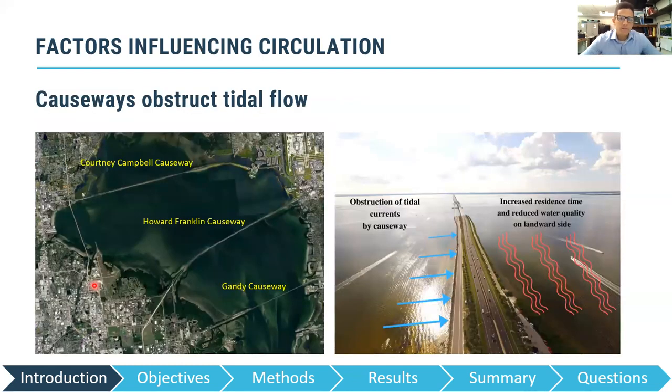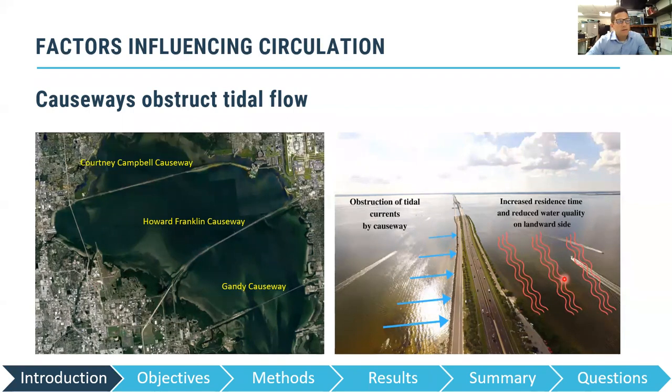The next factor influencing circulation, this one should be pretty obvious, causeways. Right? Causeways essentially just act as physical barriers that obstruct the movement of tidal currents from one part of the bay to the other. And you remember from my last slide earlier, when you obstruct tidal circulation, you get issues with water quality. You have stagnant areas, you have reduced dissolved oxygen, and eventually this causes die-offs of seagrasses. It can actually cause a collapse in the ecosystem over time.